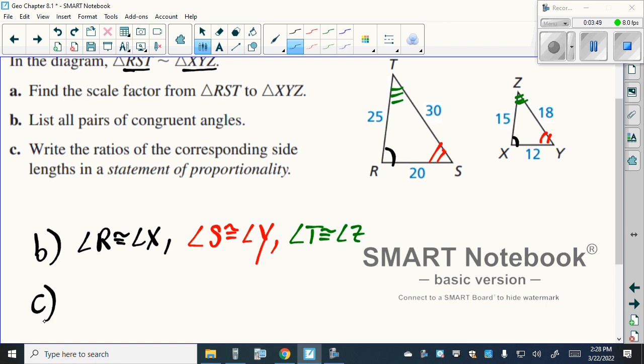Now the corresponding sides are going to match up. When we have all three sides, it's going to work out that the biggest is attached to the biggest, smallest to smallest, medium to medium. Looking at this, I'll get a highlighter out. RS, is that the smallest, biggest, or the side length in the middle? 25, 30, and 20, 20 is the smallest, yes? If I look at the other figure, which side is the smallest? So RS and XY would match up.